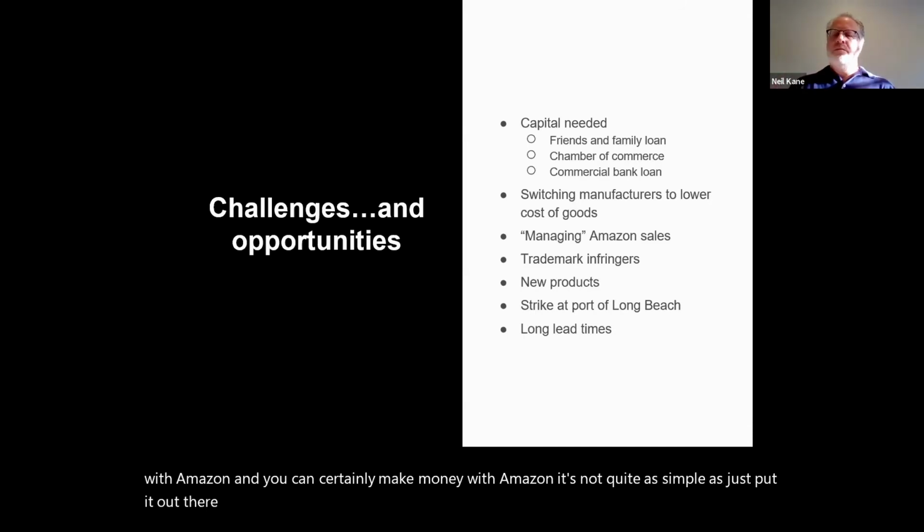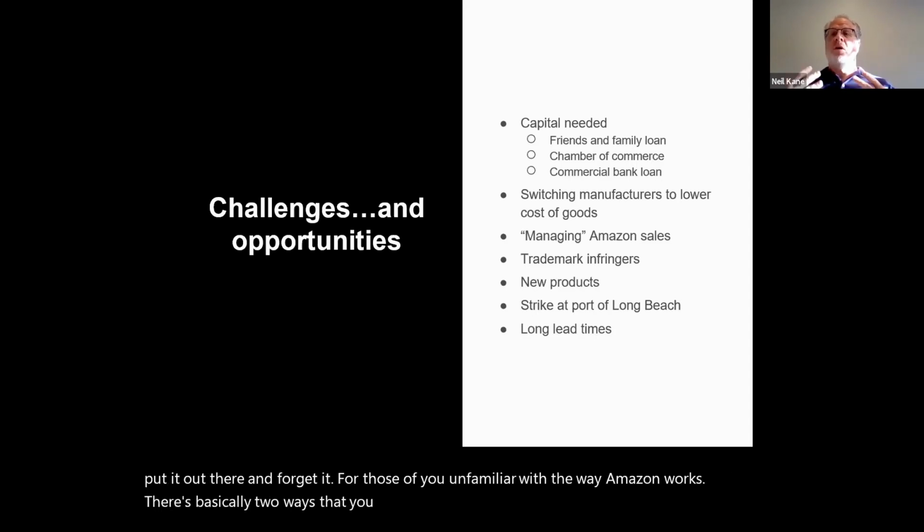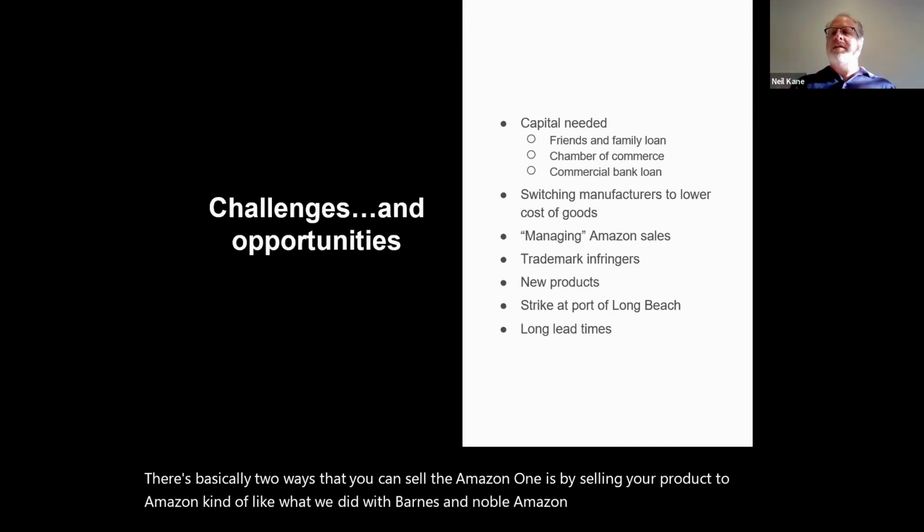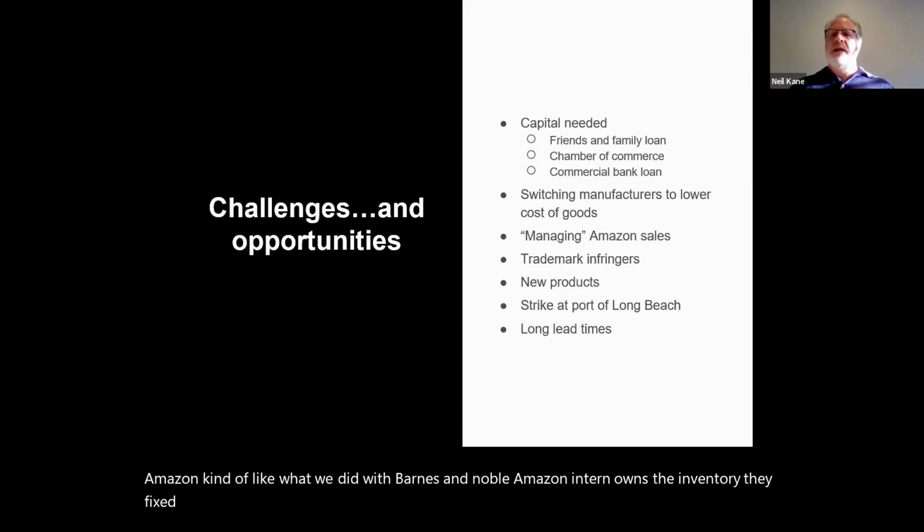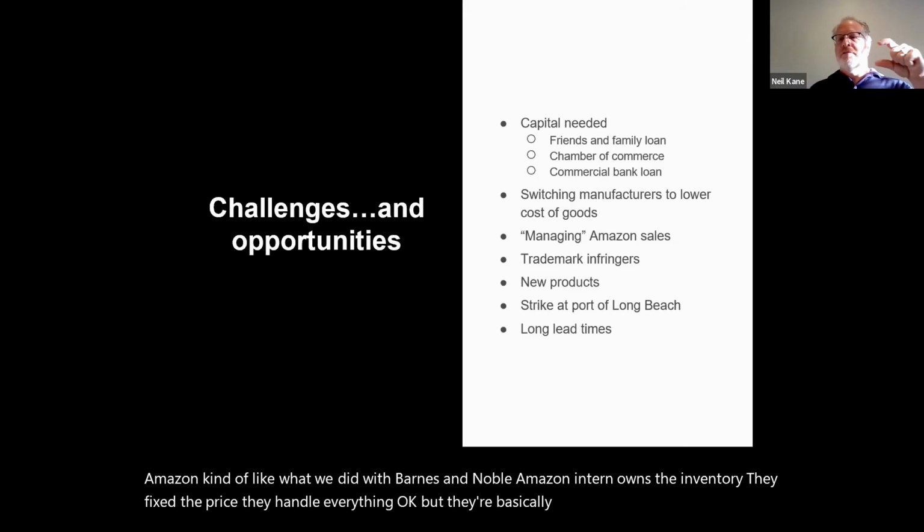For those of you unfamiliar with the way Amazon works, there's basically two ways that you can sell to Amazon. One is by selling your product to Amazon, kind of like what we did with Barnes & Noble. Amazon, in turn, owns the inventory. They fix the price. They handle everything. But they're basically paying you wholesale for whatever the value of your product is.